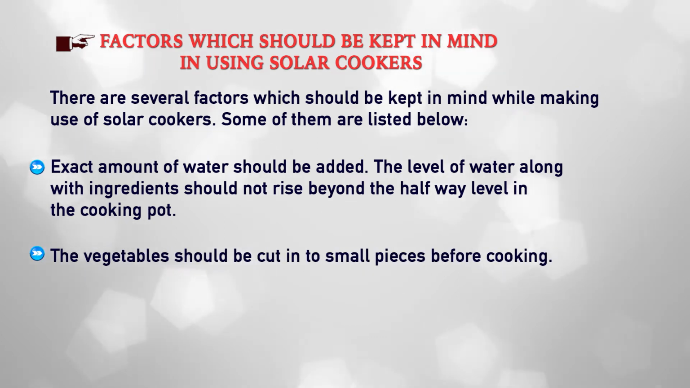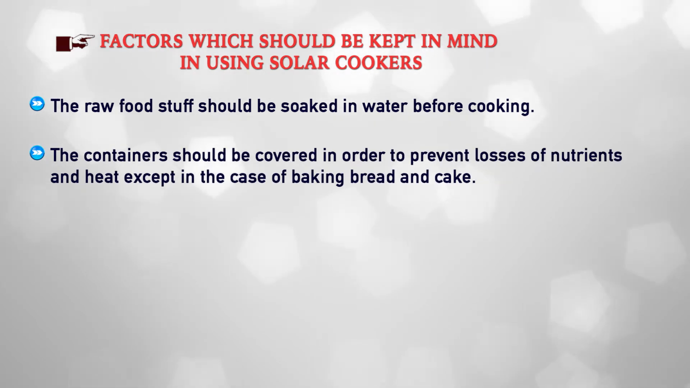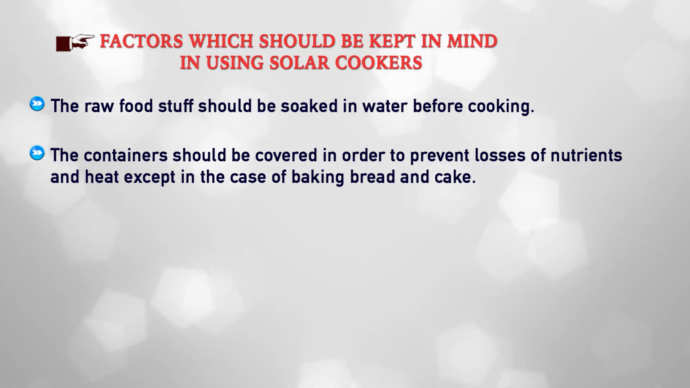Second factor that you should keep in mind when you are using the solar cooker is that vegetables should be cut into small pieces before cooking. Third factor is that raw foodstuff should be soaked in water before cooking. Next factor that you should keep in your mind is that containers should be covered in order to prevent losses of nutrients and heat, except in the case of baking bread and cake.